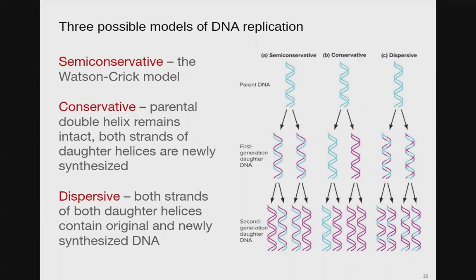So you have one DNA strand that's old and one DNA strand that's completely new. And then you have the dispersive, which is the wacky and wild one, where both strands of the daughter helix essentially contain a mixture of original and old DNA. So again, it's kind of a wacky and wild model. So this is what we know to be true: semi-conservative, half and half, right?